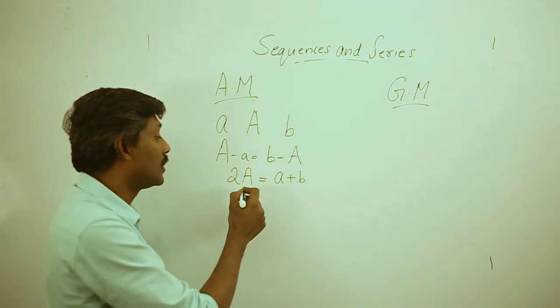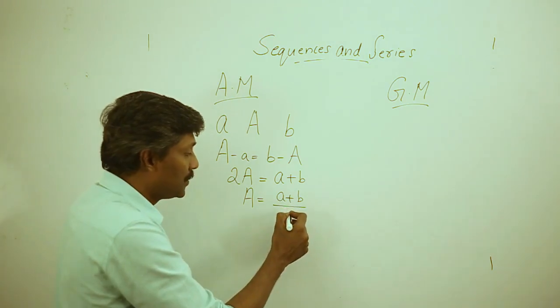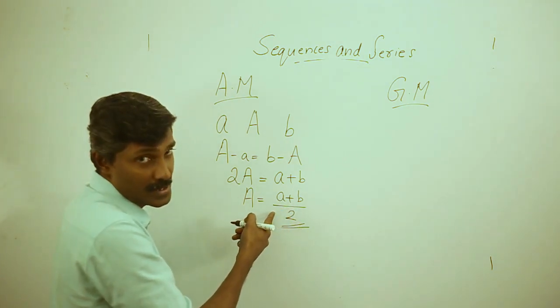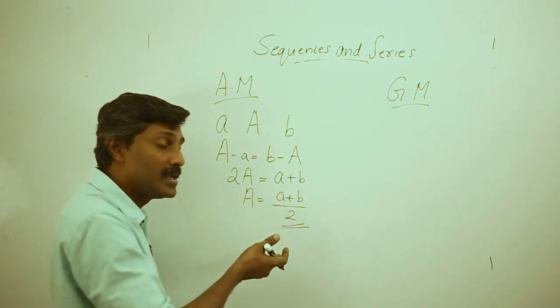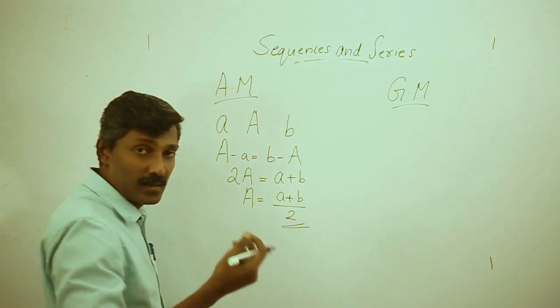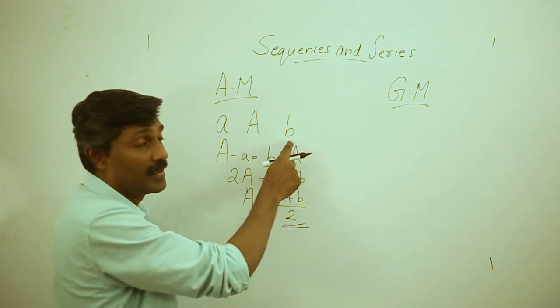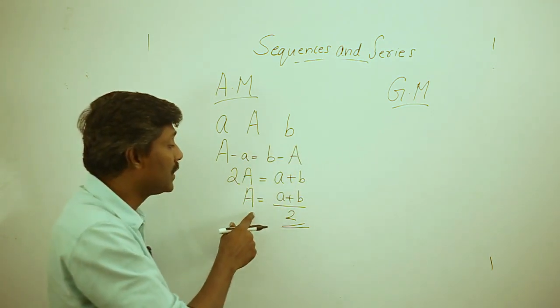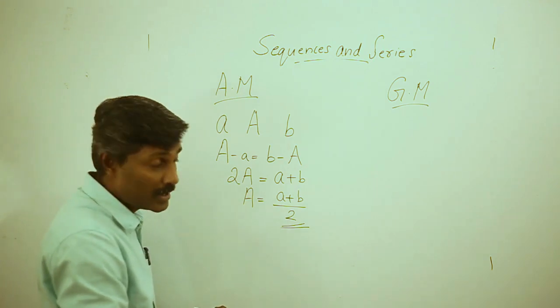plus b. So what is capital A? It is a plus b divided by 2. This is nothing but the average, right? a plus b by 2 is nothing but the average or the mean of the two values a and b. So what is A? It is clearly the arithmetic mean of the two numbers a and b. So when you say arithmetic mean, A is nothing but a plus b by 2, right?